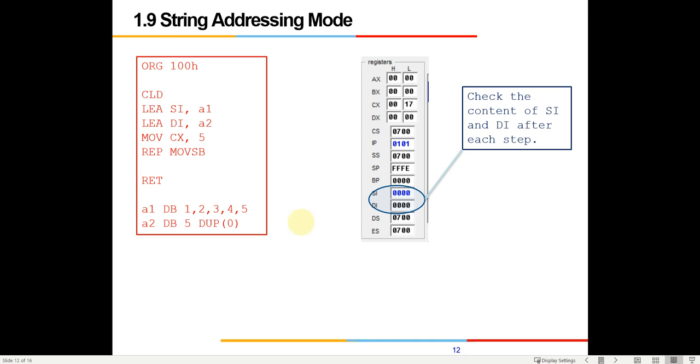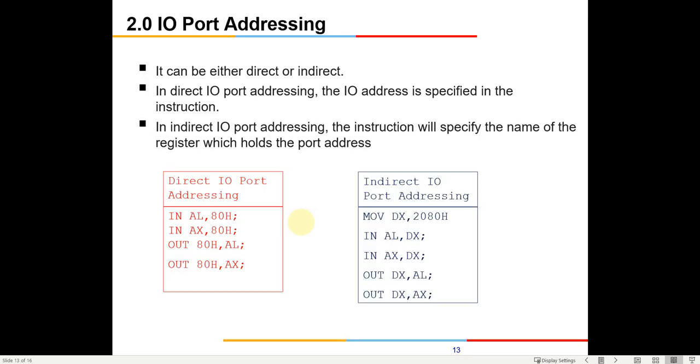No? Okay. So let me move to the last one. Here we are going to move some data from a port into the AL register, and also move some data from the AL register to the port. Here the port number is given as 80H. So you need to do this as the last part. I will just demonstrate this to you.